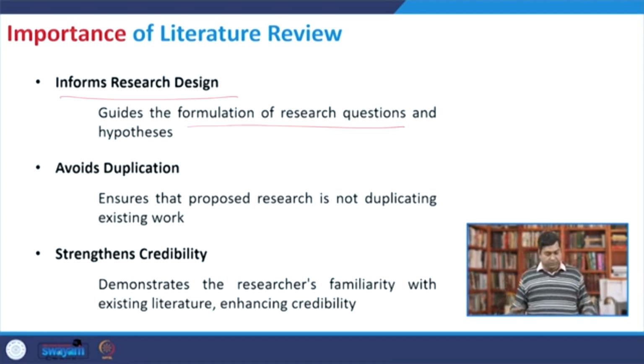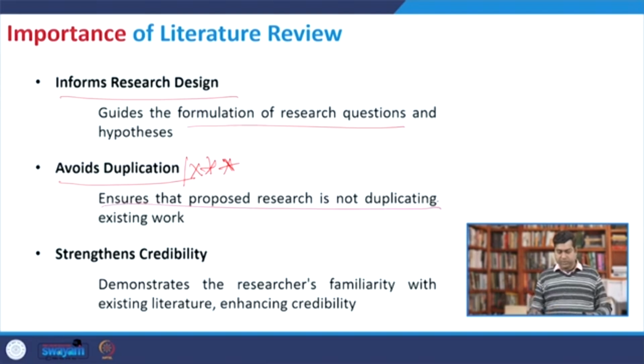the literature review. Another important aspect is that through literature review you can avoid the duplication of the idea or duplication of the work. If we do not do any literature review, start working, and then after getting our results, while writing the paper we find that this is similar to a paper already existing, all of your efforts, your energy, your intellect will have no such value. So, it is very important. It will ensure that the proposed research is not duplicating the existing work.